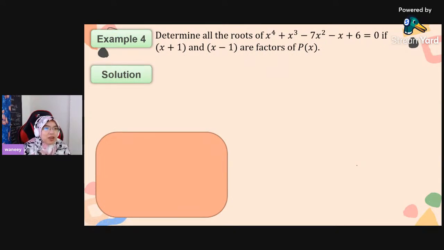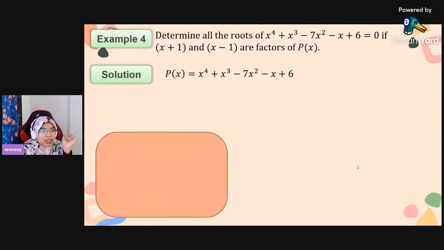Let us go to example 4. Now determine all the roots for x to the power of 4 plus x cubed minus 7x squared minus x plus 6 equal to 0. So basically the highest power of polynomial that we are going to handle is x to the power of 4. That is actually in our syllabus. So x to the power of 4 is the highest power of the polynomial that you will work with. Determine all the roots if x plus 1 and x minus 1 are factors of p(x).